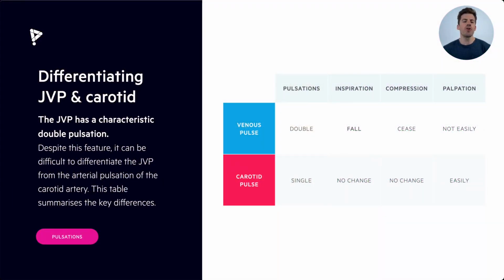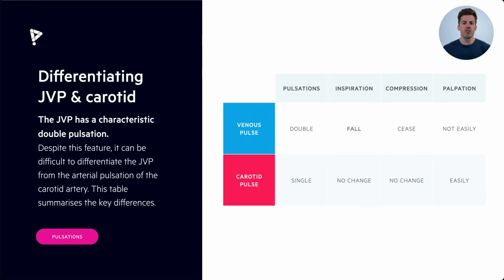It can be very difficult to differentiate the jugular venous pulse from the carotid pulse. We know that the JVP has a characteristic double venous pulsation, but despite this feature, it can still be really difficult to differentiate it from the arterial pulsation of the carotid artery. So this table summarizes some of the key differences.